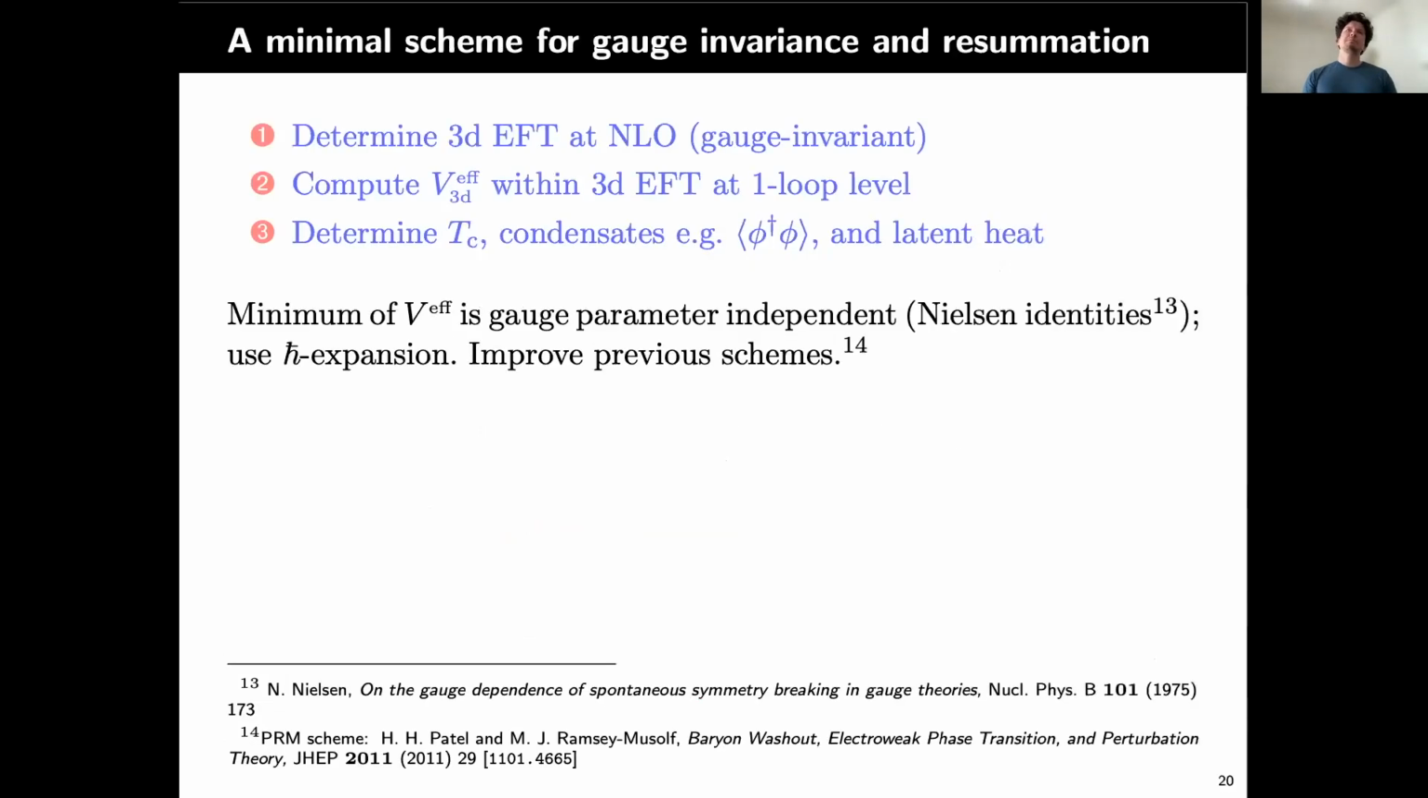And as the last step, I want to comment on what is the perfect minimal scheme in order to reconcile gauge invariance and resummation. As I said before, you determine the three-dimensional effective potential at next-to-leading order, done by DRalgo. You compute the effective potential in three dimensions in the corresponding 3D effective theory at one-loop order, which is the minimal version, but also you can go to higher loop orders and eventually determine all the thermodynamics by computing, for example, the condensates or the latent heat.